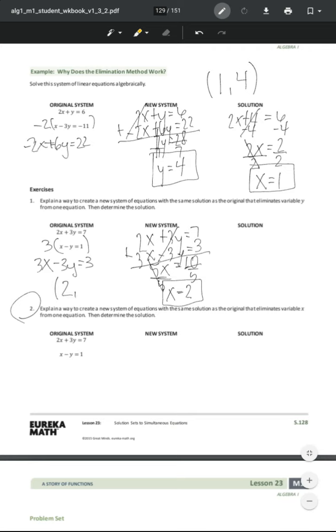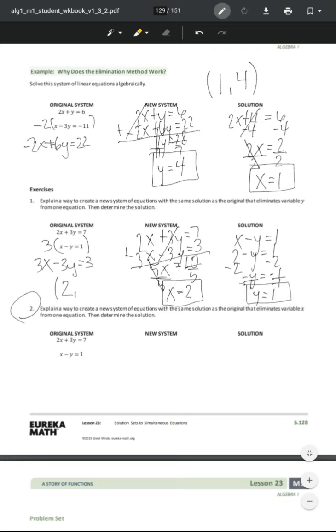To find the second half, we're going to substitute x equals 2 into either equation. I like to choose the smaller equation because it takes less time to solve. So I'm going to take my second equation and plug in 2. So 2 minus y equals 1. Subtract 2 from both sides, and we get negative y equals negative 1. Then we have to get rid of the negative with the y, so I'm going to divide both sides by negative 1. Negative 1 divided by negative 1 is a positive 1.